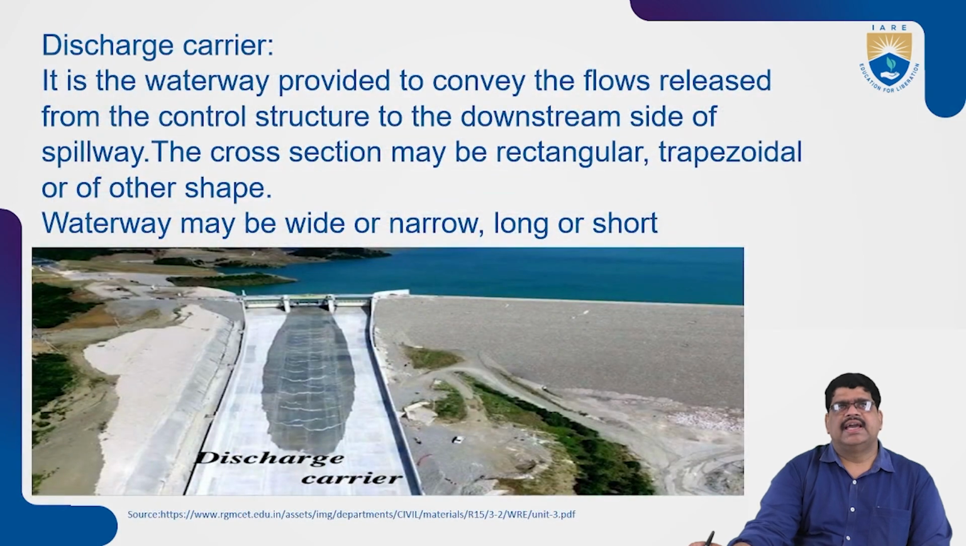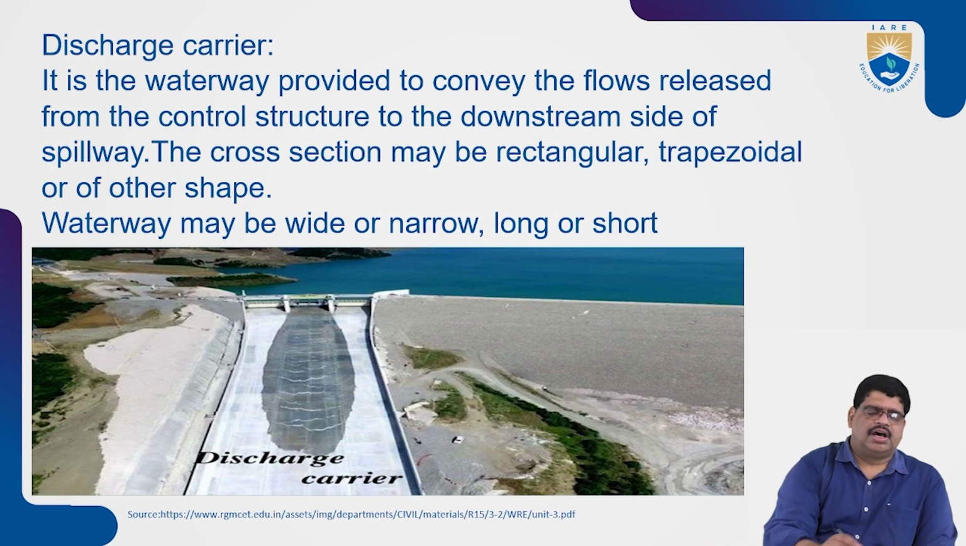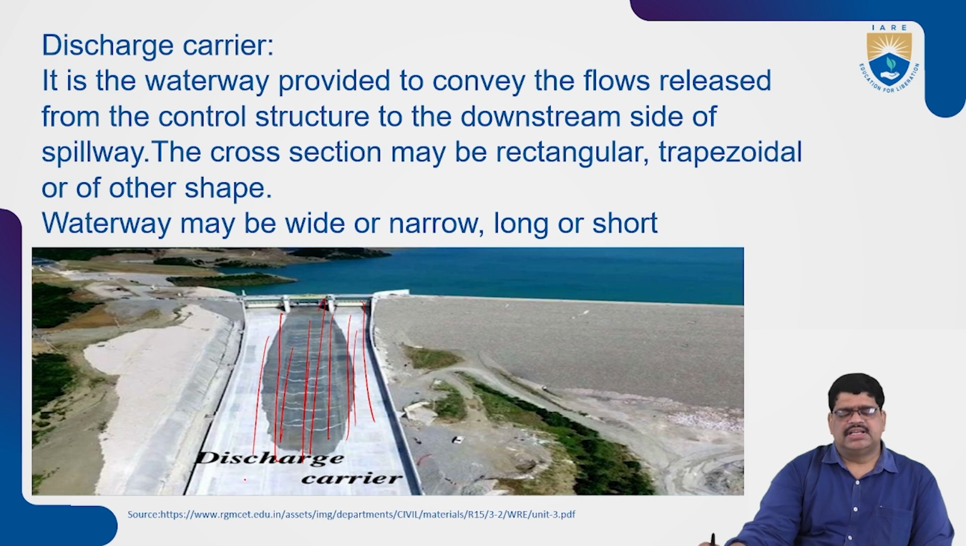Next, discharge carrier. What is meant by discharge carrier? The discharge carrier is nothing but the waterway provided so that the flows can be released from the top of that. Here the water is released from this top into the discharge carrier. So the discharge carrier is different, and the approach channel is different. You can remember that different ways can be provided. Here the discharge carrier is the waterway in which the flow released from the control structures goes to the downstream side of the spillway.